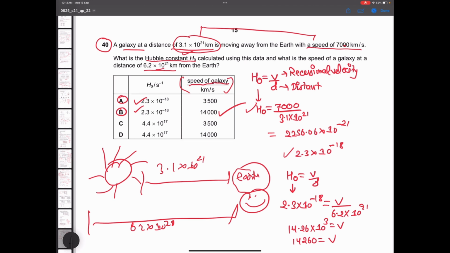So what I did is, we already know the Hubble's constant. I use the same equation again. H naught is equal to V by D. H naught is given. V will be V and D I'll substitute as the new one. So that is why the answer came out to be option number B.